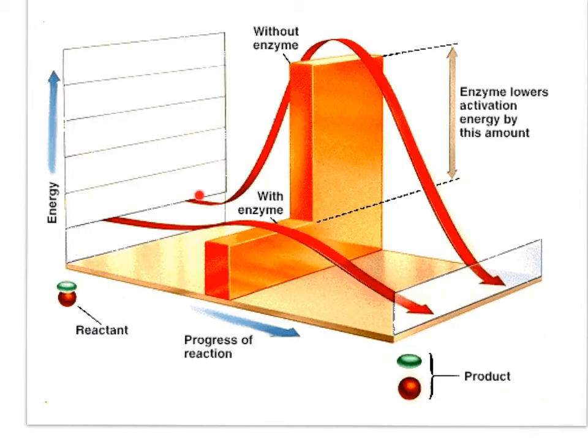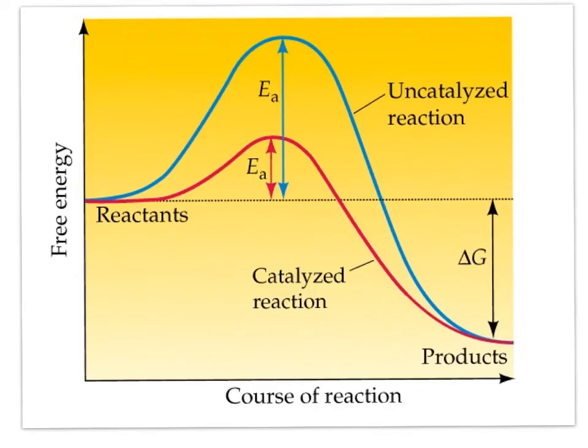Without the enzyme, the high activation energy restricts the rate of the reaction, but the progression of the reaction with an enzyme is accelerated with a lower activation energy. Again, free energy on the y-axis, progression of reaction on the x. This curve represents the course of a reaction without an enzyme. The large activation energy inhibits the rate of reaction. This curve represents the course of a reaction with an enzyme. The smaller or lower activation energy increases the rate of the reaction.